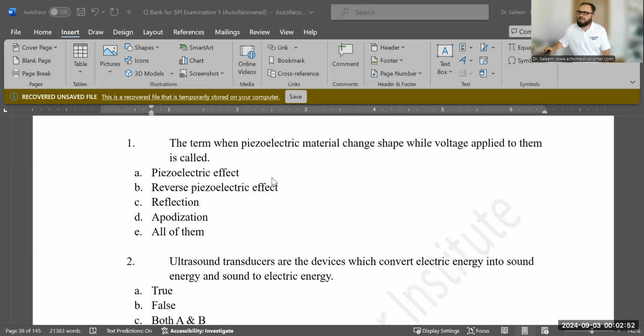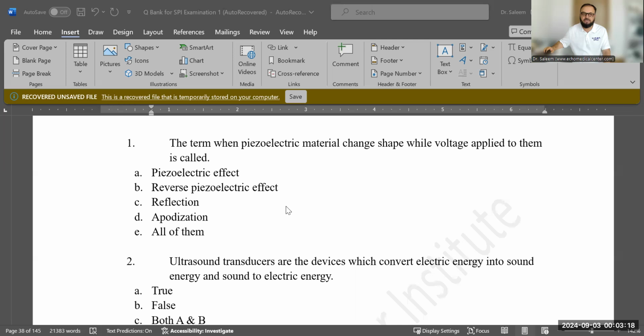The question says: the term when piezoelectric material changes shape while voltage is applied to it is called what of the following? When electricity touches the crystal, what happens and what is it called? What is that specific name? Is it the piezoelectric effect? Is it the reverse piezoelectric effect? Is it reflection? Is it apodization? Or is it all of the above? What do you think?